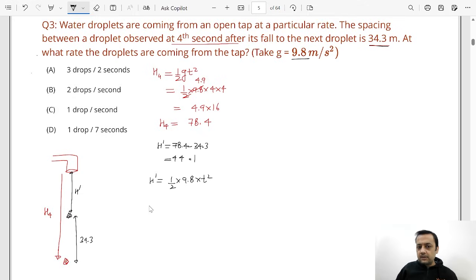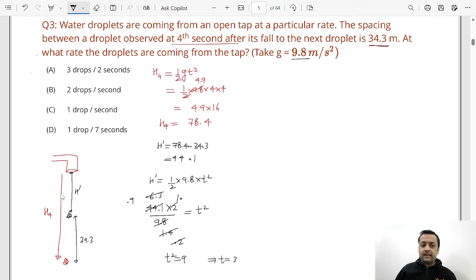All right, so h dash is 44.1. This 2 you can take to the LHS and divide by 9.8. That will be equal to t square. Now we can see that it cancels by 7. So 7 into 6 is 42 and 7 into 9 is 63... then again it will cancel by 7. That means this becomes 9. So t square becomes 9, which means time will come out to be 3 seconds.